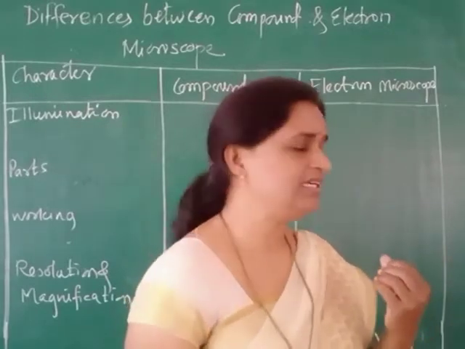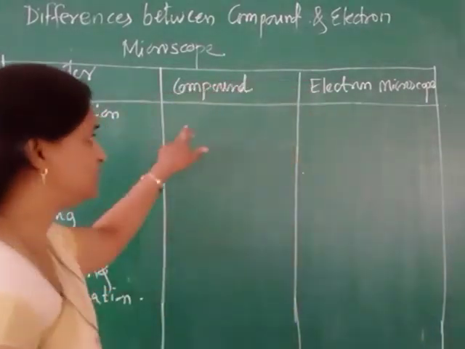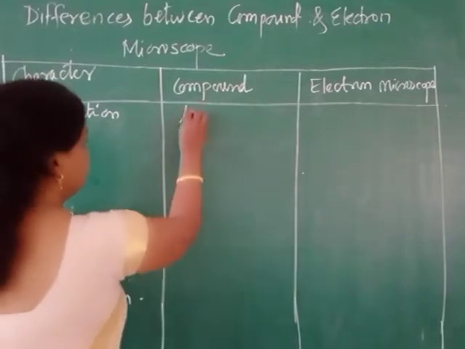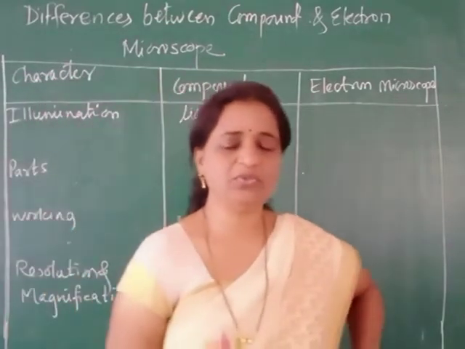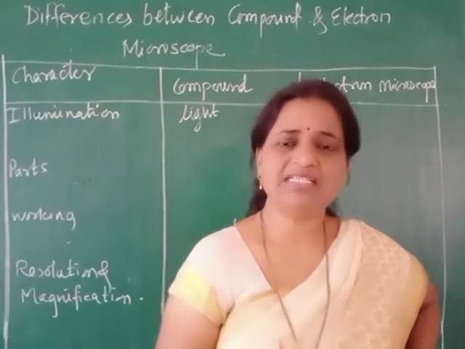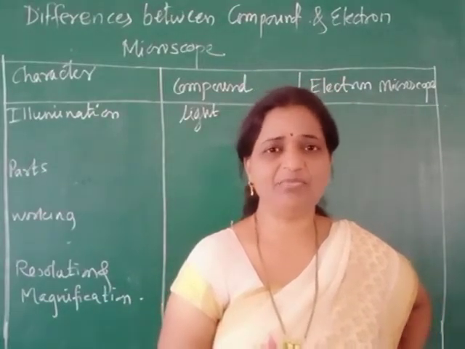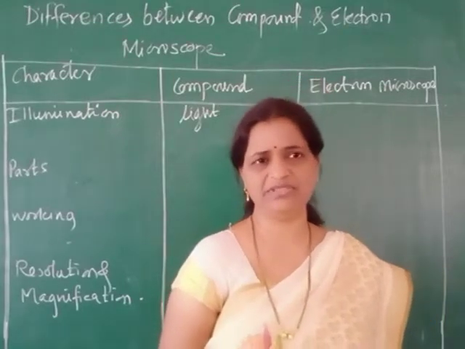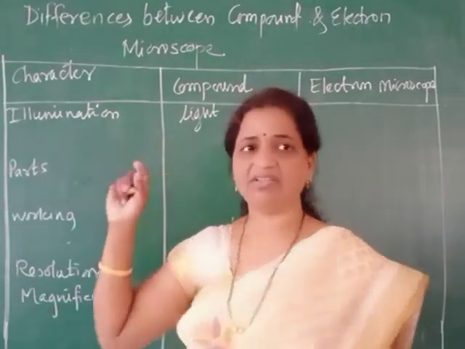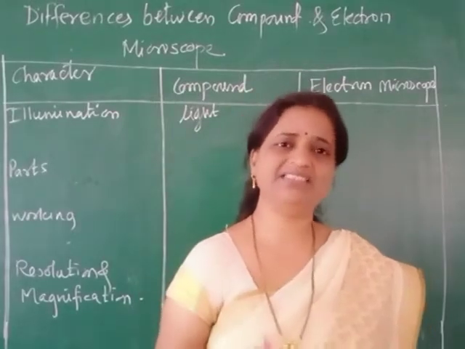Now what is the nature of illumination in the compound microscope and in the electron microscope? In the compound microscope, illumination was done with the help of light. As you know, sunlight is used, or an LED bulb is placed at the bottom, and that light is used for the illumination. So the source or medium of illumination is light.